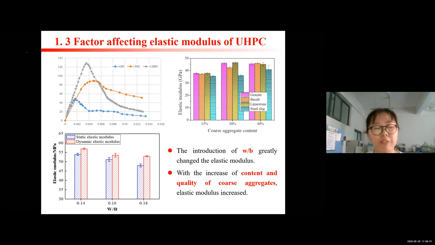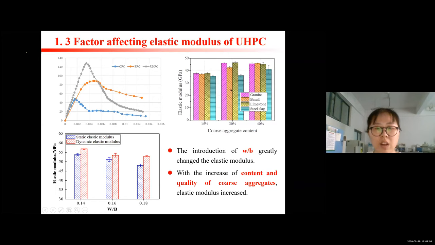UHPC has a high elastic modulus in the range of 14 to 16, which is 20% to 17% higher than OPC and FRC. The factors affecting the elastic modulus include the water to bond ratio, aggregate content, and other compositions. Firstly, the water to bond ratio, the addition of water and cement, invariably results in a difference in the microstructure and then a change of elastic modulus, like this figure.